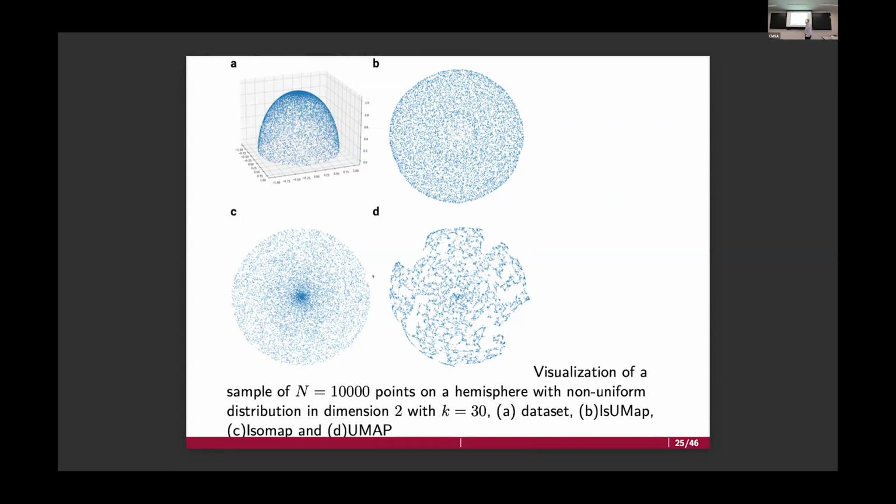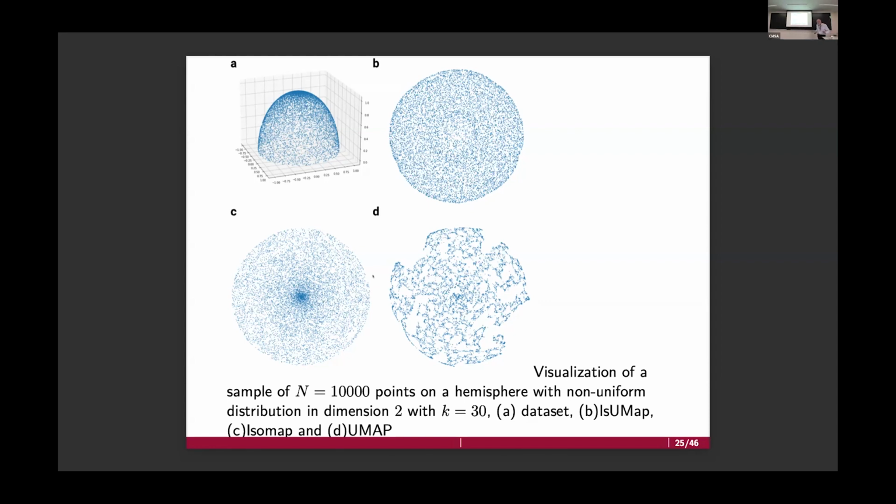This is the original isomap here that projects things here. So you see the cluster here. And that is UMAP here that gives a slightly distorted picture. So the boundary effects here cause a somewhat rugged structure at the boundary.